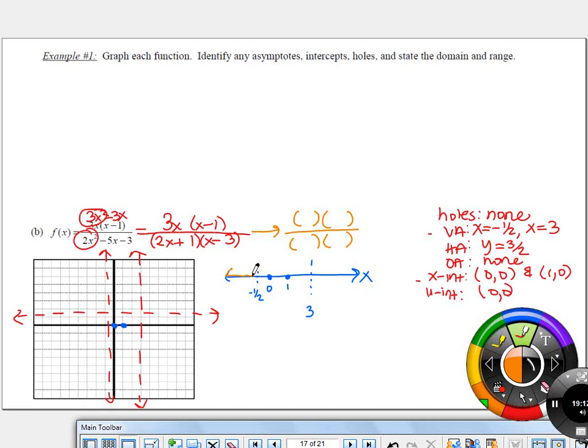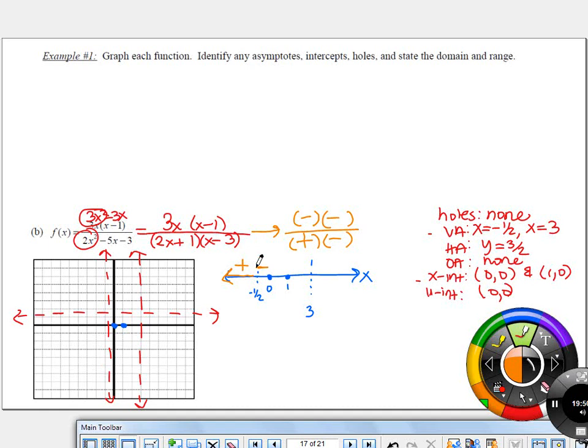So the first section I'm going to look at is numbers smaller than negative 1/2. So like, let's say I plugged in negative 10. 3 times x would be negative, x minus 1 would be negative, x minus 3 would be negative, and 2x plus 1 would be negative. If I calculated that out, multiplied and divided, it would end up being a positive. Okay? Then between negative 1/2 and 0, let's say I plugged in negative 0.2. 3 times x would still be negative, x minus 1 would still be negative, x minus 3 would still be negative. Negative 0.2 times 2 would be negative 0.4 plus 1. This would be positive. So my overall result would be negative.